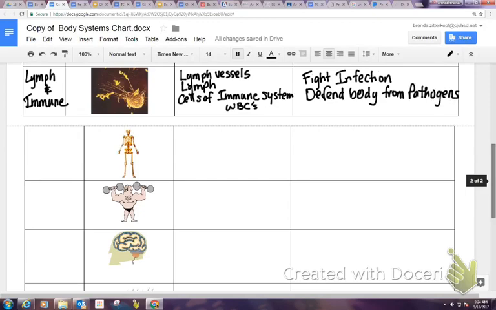I think I forgot something though as far as a structure. What did I leave off? Lymph nodes, good. If I leave off anything, please tell me.